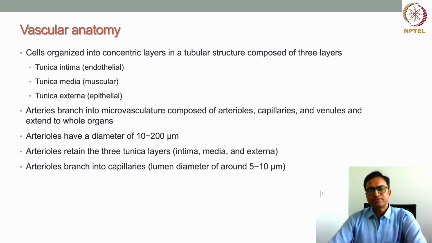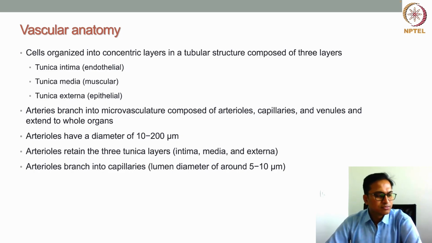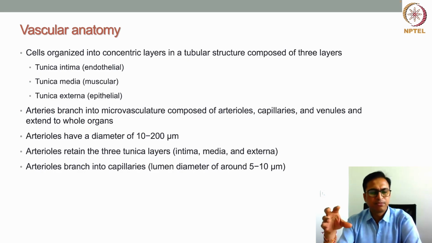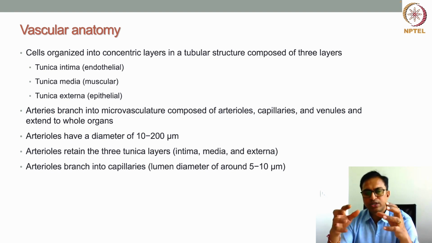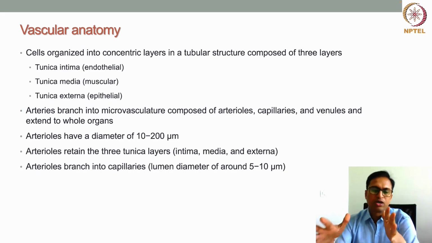Now, from the heart, the aorta is generated, and that aorta again branches into arteries, and then that artery again branches into microvasculature. When the artery reaches the tissue bed or the organ bed, it forms different types of smaller microstructures, like arterioles, capillaries, and venules. These microstructures extend the blood supply to the whole organs.